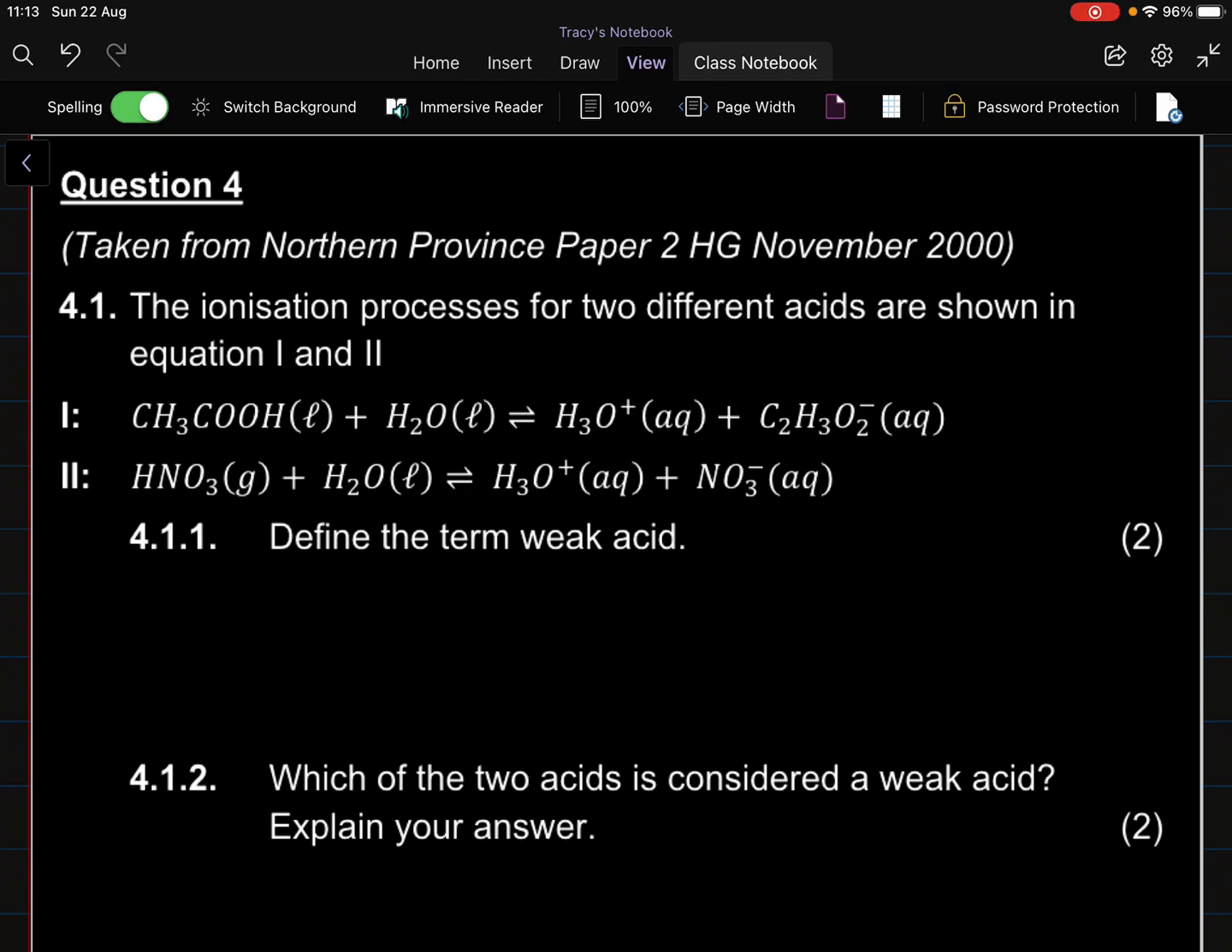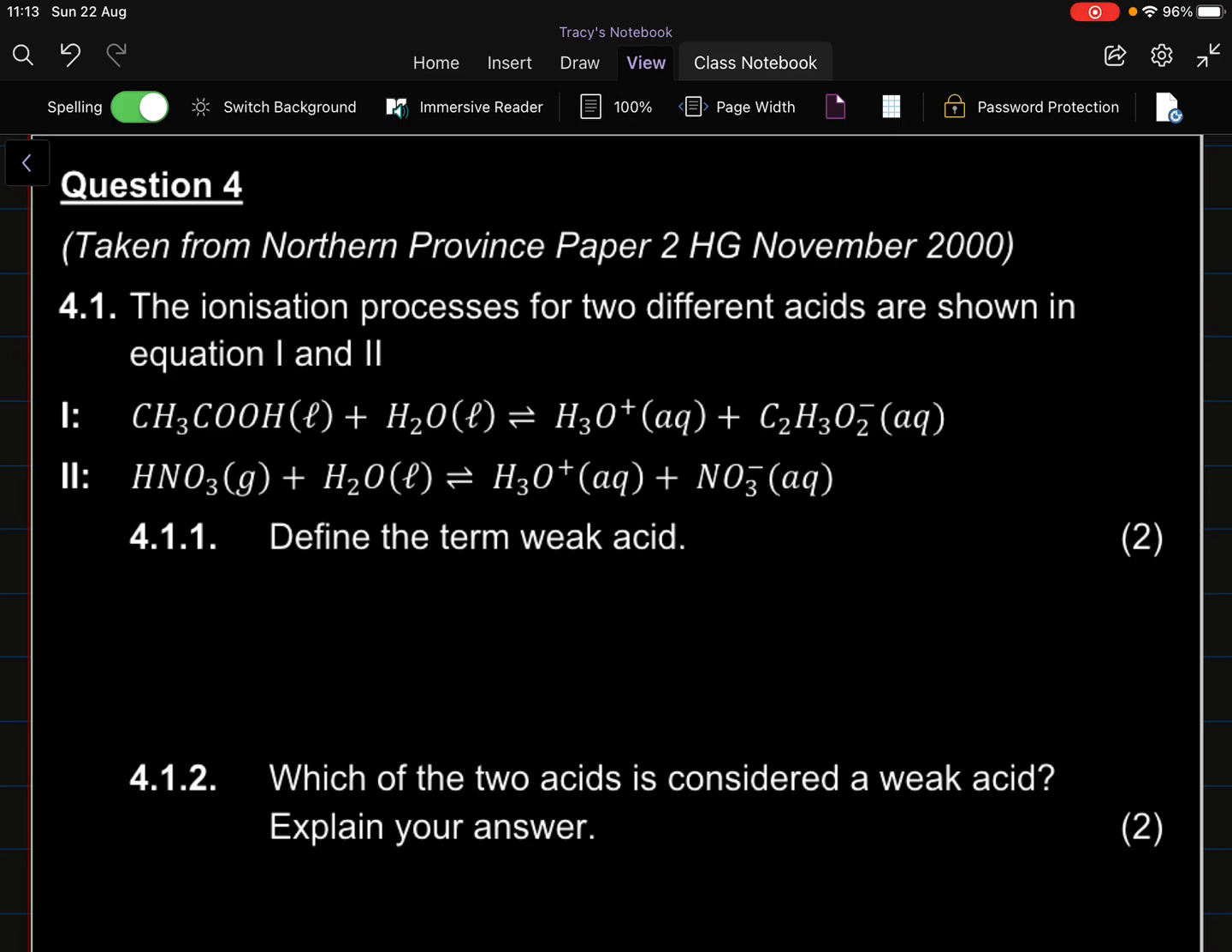Right, let's look at question 4 of the Acids and Bases worksheet, and as you can see, it came from the Northern Province, paper 2, high grade, November 2000. So, the ionization processes for two different acids are shown below. All we're showing is how two different acids become ionized, how they dissolve in water. First question is define the term a weak acid.